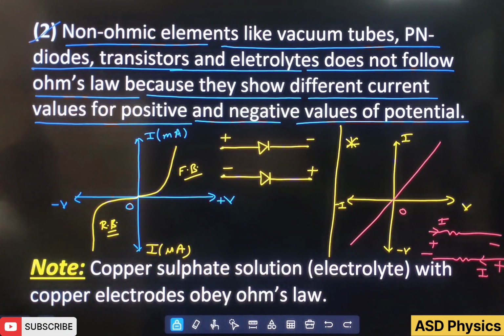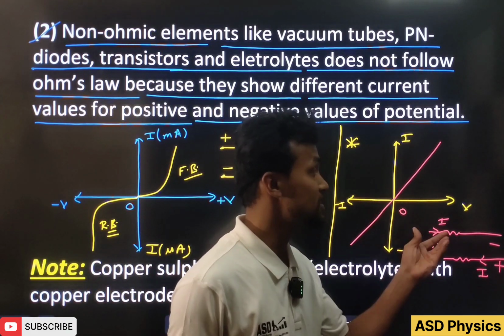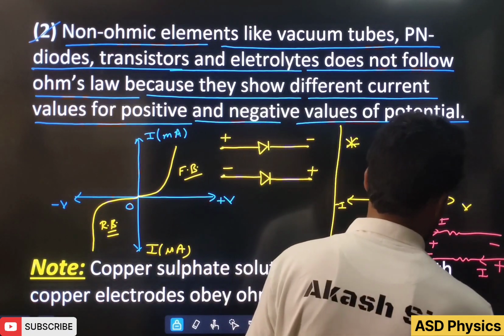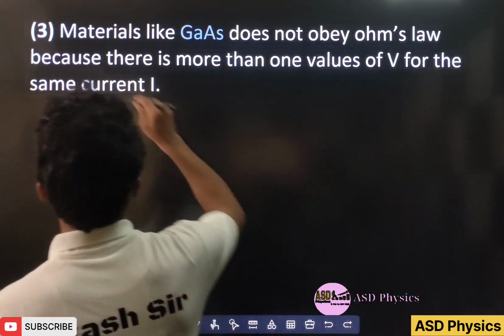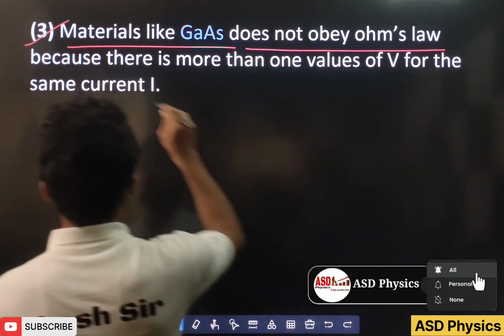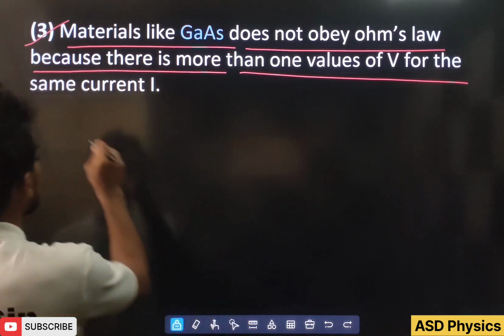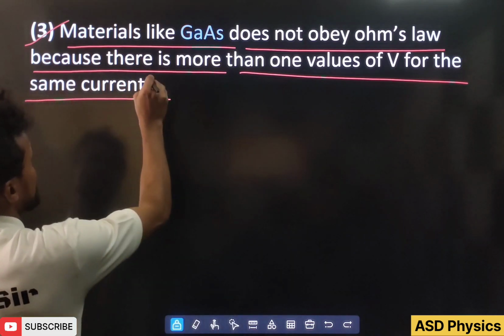Because in forward bias and reverse bias it is behaving differently. Is it clear, students? I hope so. This is the I versus V graph, remember that. Next, students, the 13th one: materials like gallium arsenide do not obey Ohm's law, because there is more than one value of V for the same current I.